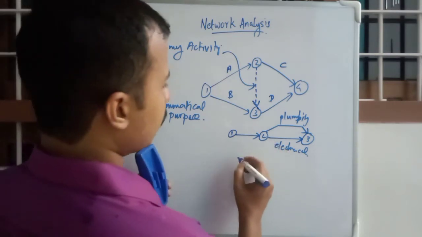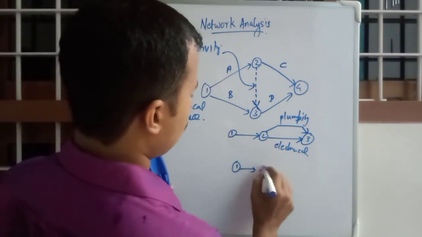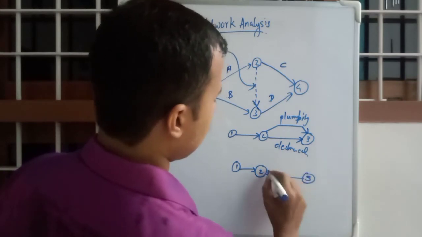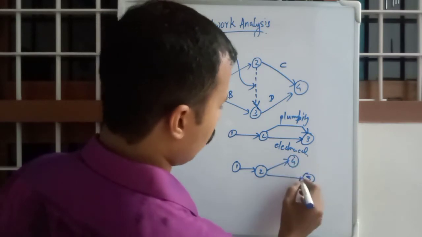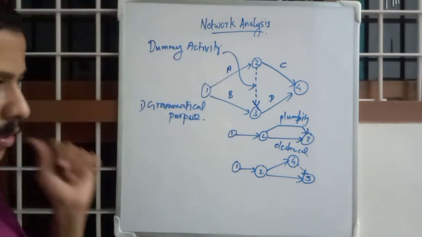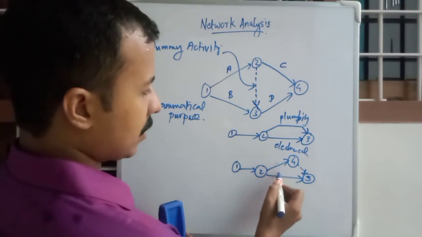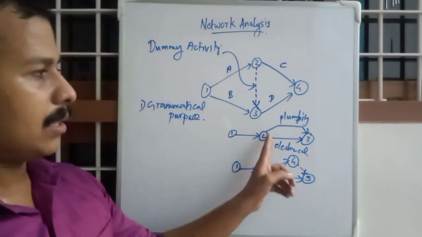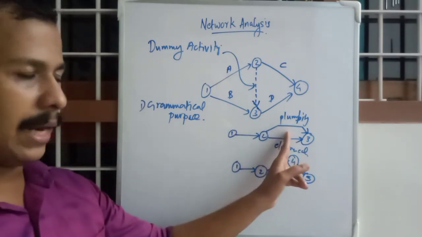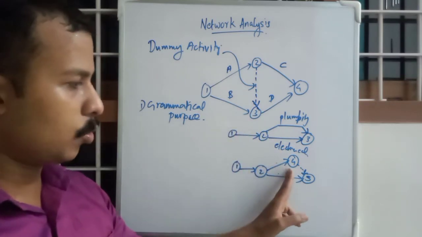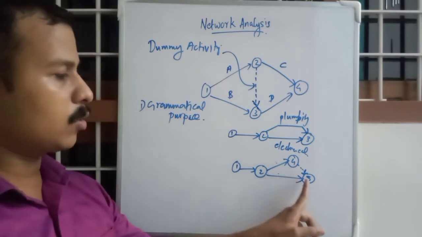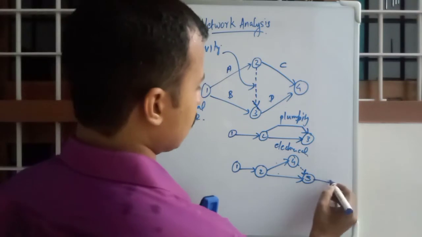Now we will redraw it as 1, 2, 3, 4. Then we will connect it with a dummy activity. Okay, so the logic is clear. This can be plumbing and this can be electrical, and the logic is clear, but this awkward situation is avoided. So we cannot draw a network like this, so we will use dummy activity to generate one more event and make use of the dummy activity to proceed further.